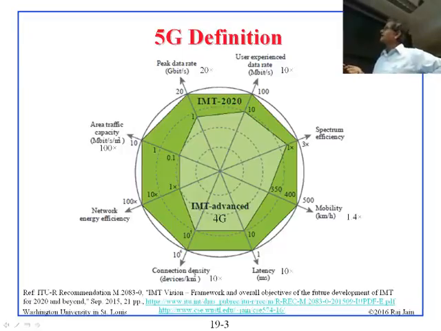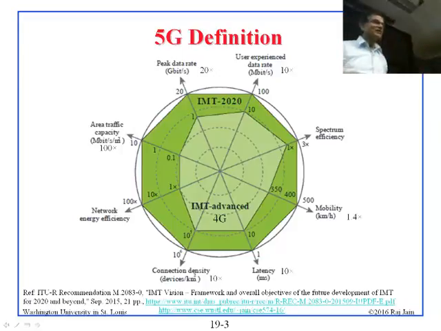Network energy efficiency has to go up by 100x. We are spending too much electricity. Everybody is concerned about energy, not only in the devices. Of course, we are concerned about the devices, but also in the towers. So we need to improve by a factor of 100.